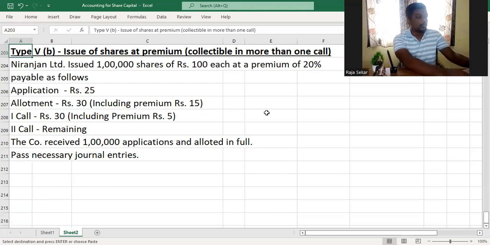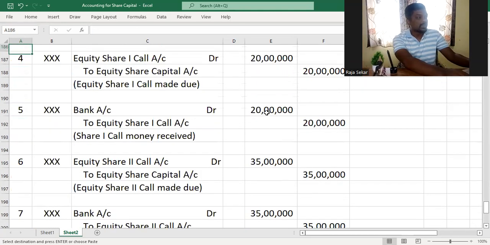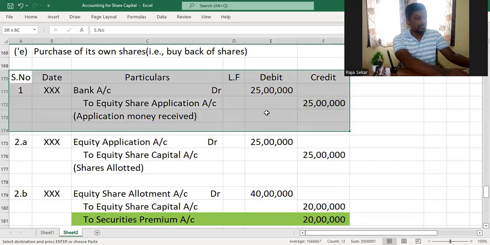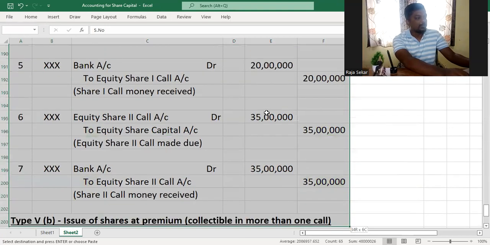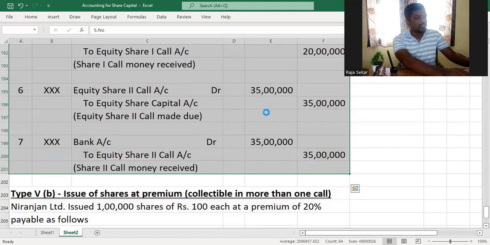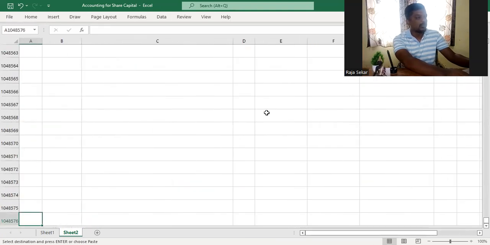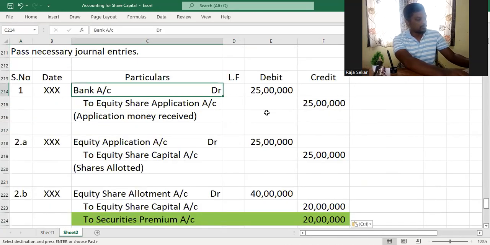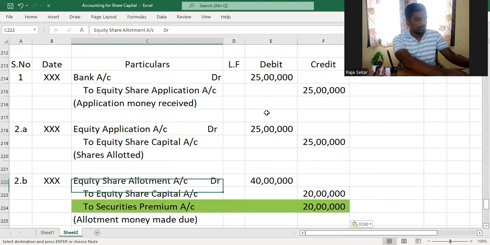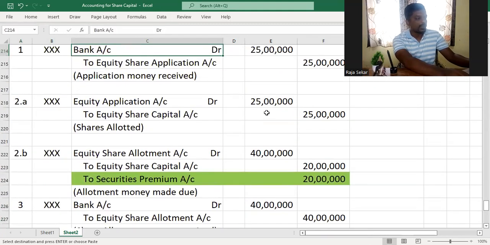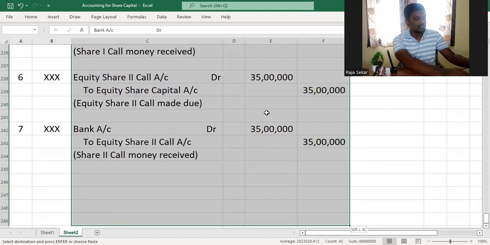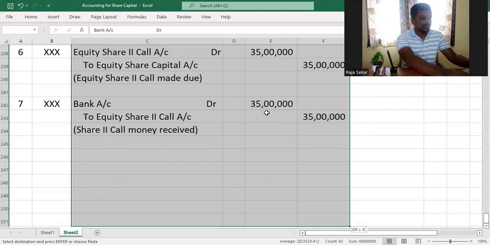Now, how do we go about doing this? It's the same as the earlier problem, my dear children. Whenever the premium is made due, the premium portion would be credited to the securities premium account, which can be utilized for only the purposes enumerated by the Companies Act 2013. Though all the entries are almost the same, I'm still going to retype all of these entries so that you can understand it better.